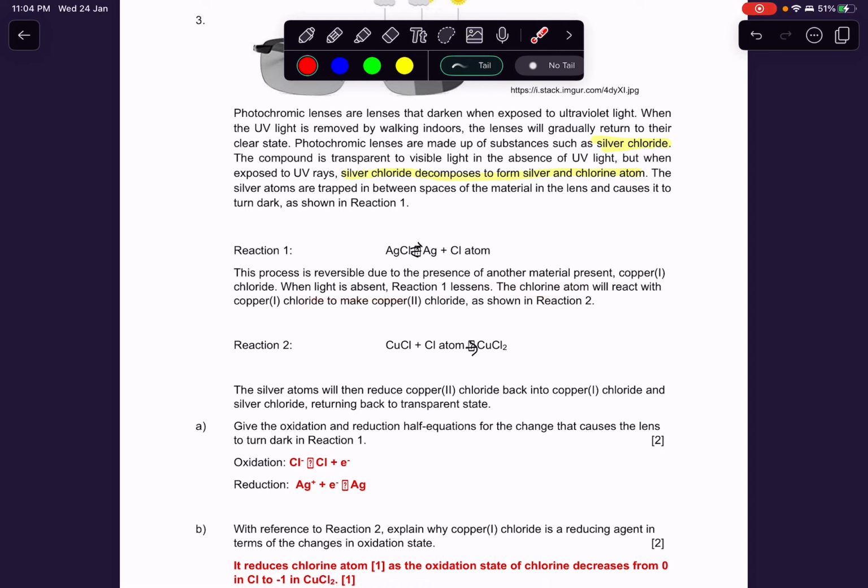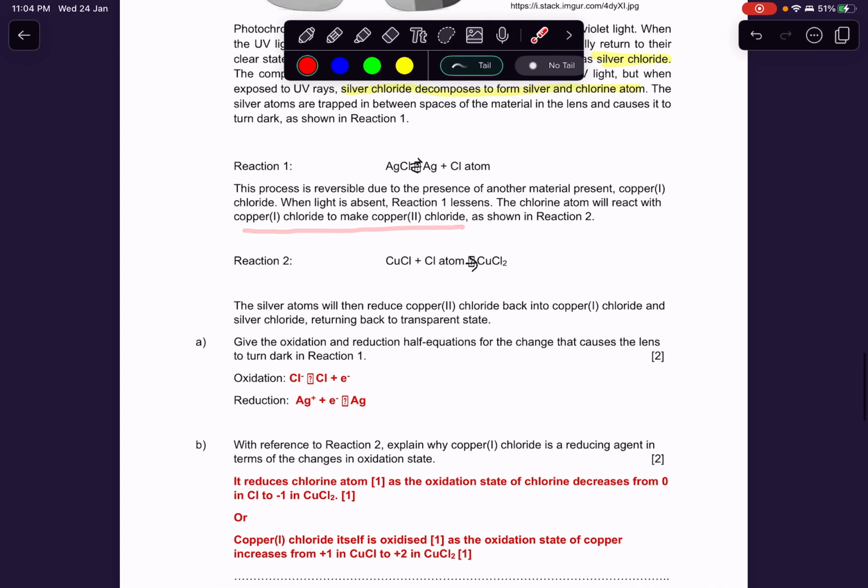Chlorine atom will react with copper 1 chloride to make up copper 2 chloride. So the chlorine atom here will oxidize copper 1 chloride into copper 2 chloride, and silver is converted back into silver chloride, returning back to the transparent state.